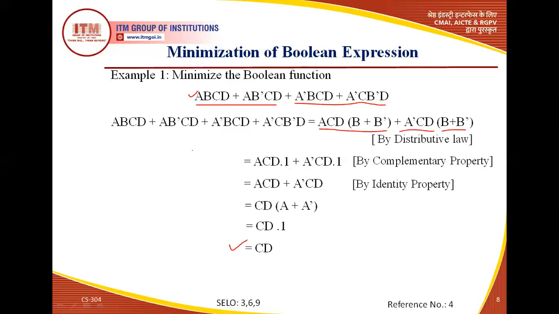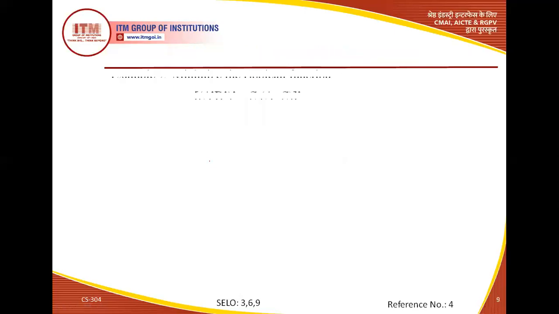Okay, now we take some more examples and see how we can minimize the Boolean function. Okay, so now we take another example in which the problem given is (A dash B dash) whole dash plus C into (A plus C) whole dash.